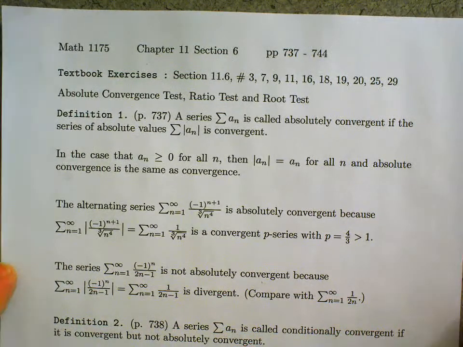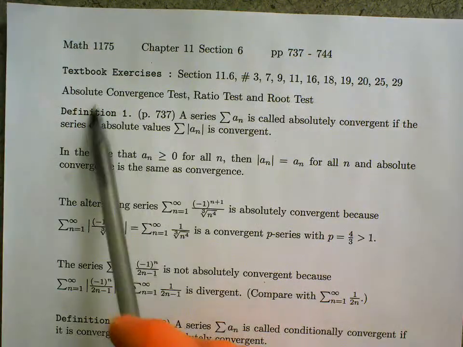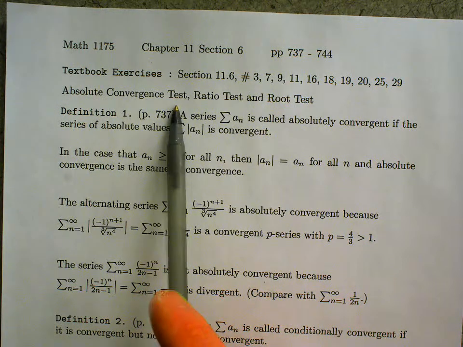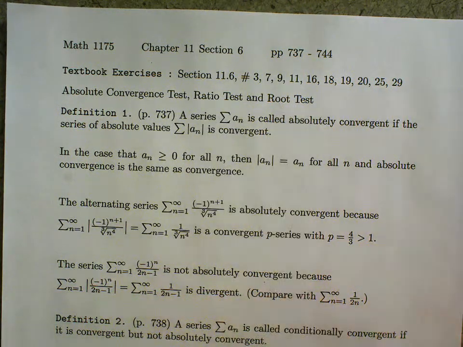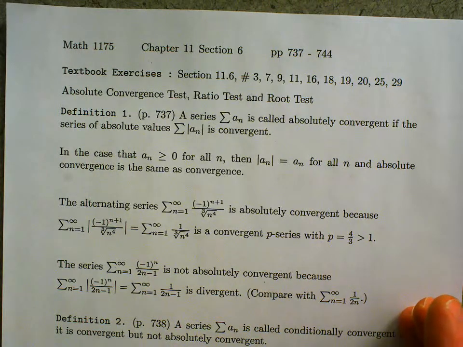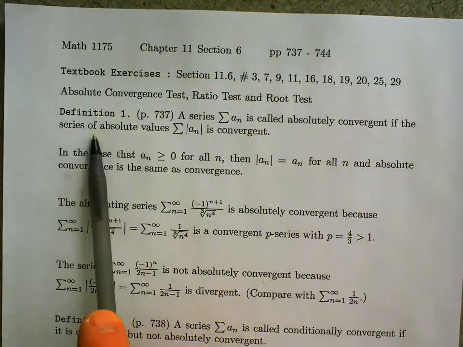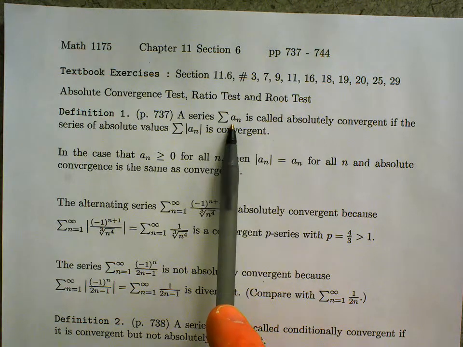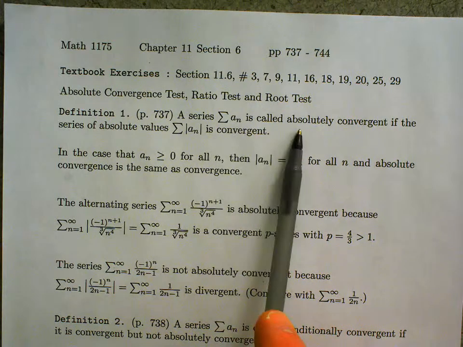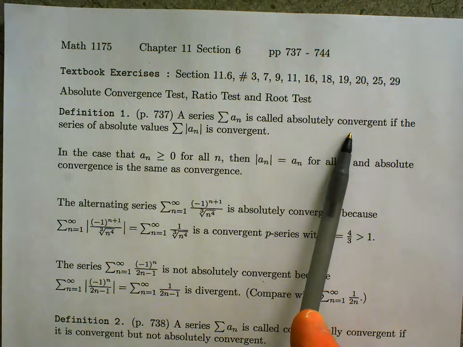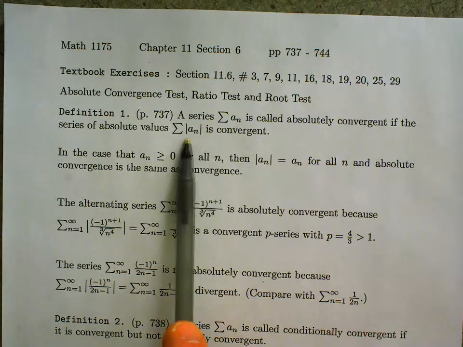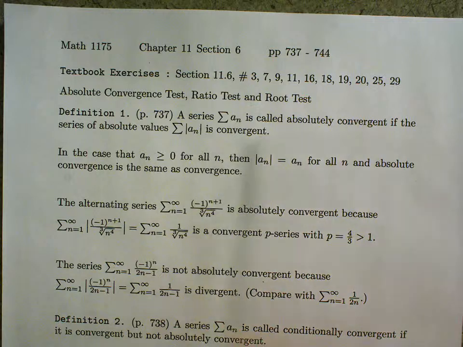In section 11.6, we have what is called the absolute convergence test, the ratio test, and the root test. We start with a definition. A series where the terms are from a sequence a sub n is called absolutely convergent if the series of the absolute value of a sub n is convergent.